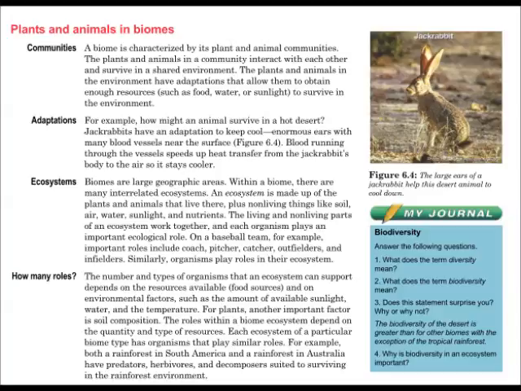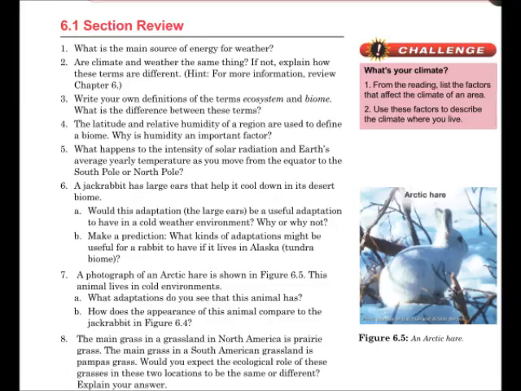The number and types of organisms that an ecosystem can support depends on the resources available, food sources, and environmental factors such as the amount of available sunlight, water, and temperature. For plants, another important factor is soil composition. The roles within a biome ecosystem depend on the quantity and type of resources. Each ecosystem of a particular biome type has organisms that play similar roles. For example, both a rainforest in South America and a rainforest in Australia have predators, herbivores, and decomposers suited to surviving in the rainforest environment. Take a moment to answer these questions.